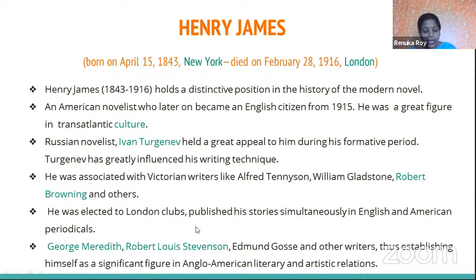The novels in the second phase dealt with English life and English characters. These novels, The Tragic Muse, The Spoils of Poynton, The Awkward Age, fall under his second phase of literary output. The third phase includes his American studies and novels of maturity like The Wings of the Dove, The Ambassadors, The Golden Bowl, The Bostonians, and The Princess Casamassima. These are the works that he has given in his third phase of literary career.